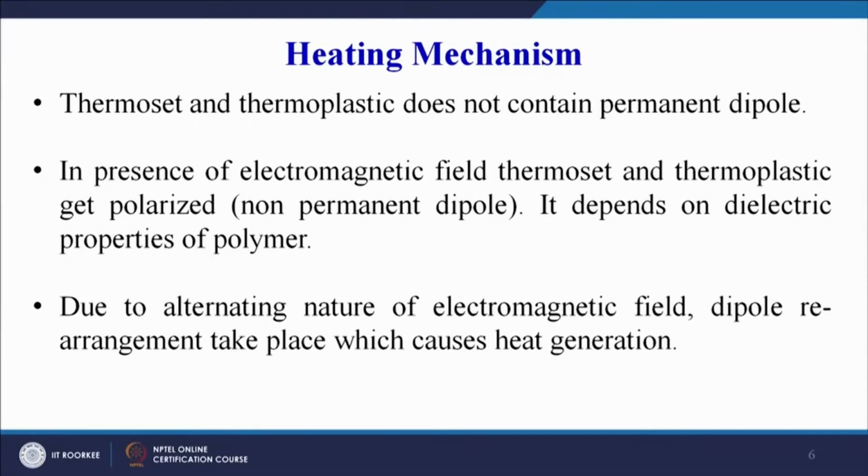Now thermoset and thermoplastic do not contain a permanent dipole. That is maybe one challenge. So they do not have a permanent dipole. But in the presence of electromagnetic field, thermosets and thermoplastics get polarized. Although they do not contain permanent dipoles, non-permanent or semi-permanent dipoles can be there, or they can be generated on exposure to the electromagnetic fields, and that depends on the dielectric properties of the polymer.